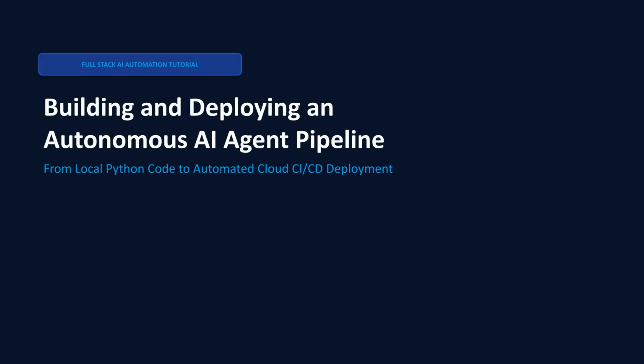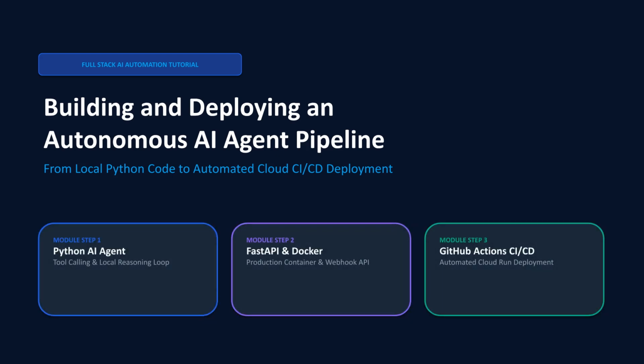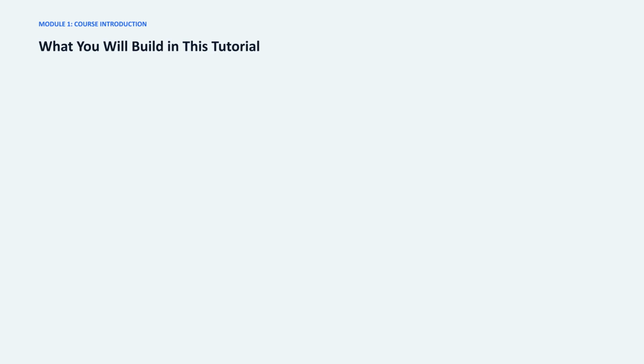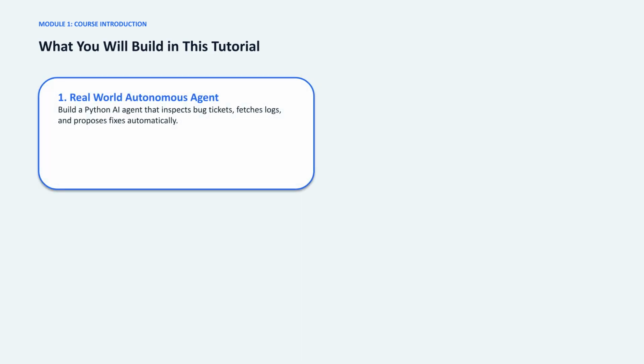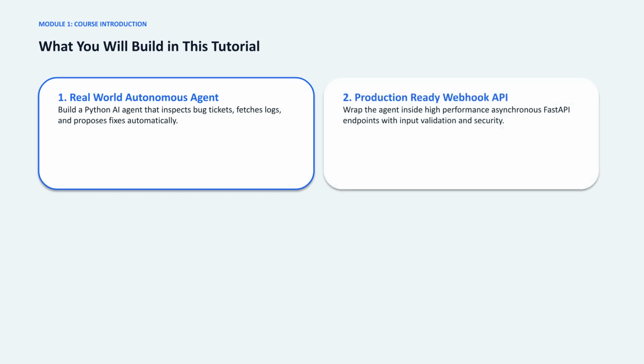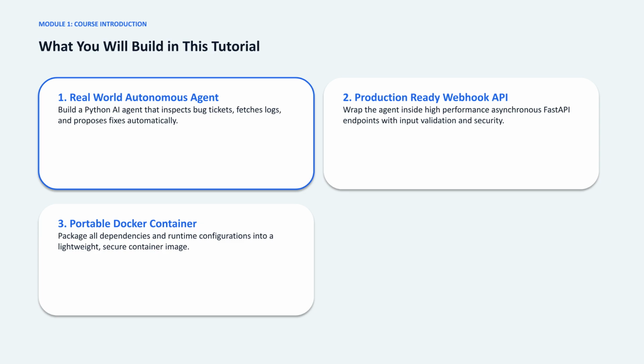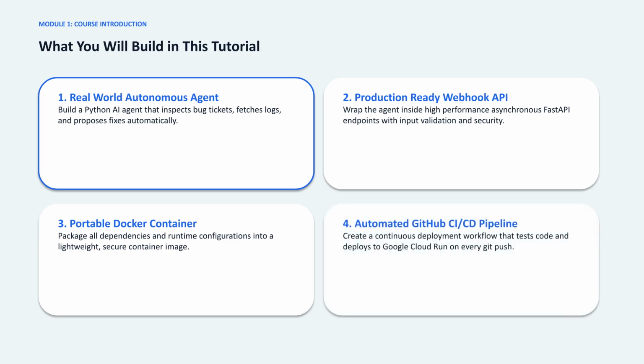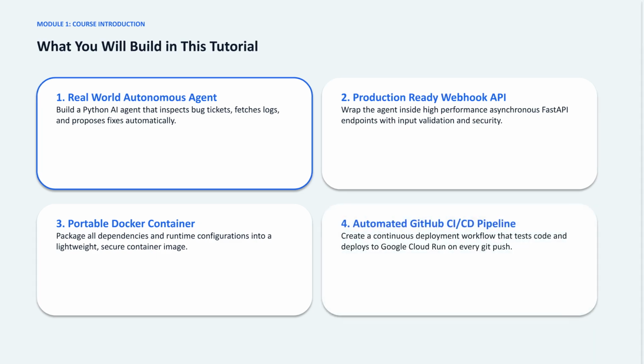Welcome to this full-stack AI automation tutorial. In this video, we will walk through building and deploying an autonomous AI agent pipeline, moving from local Python code all the way to an automated cloud CI/CD deployment. This tutorial covers 4 core pillars: creating a real-world autonomous agent, wrapping it in a high-performance FastAPI Webhook API, containerizing the application with Docker, and establishing a robust GitHub CI/CD pipeline for automated deployment.